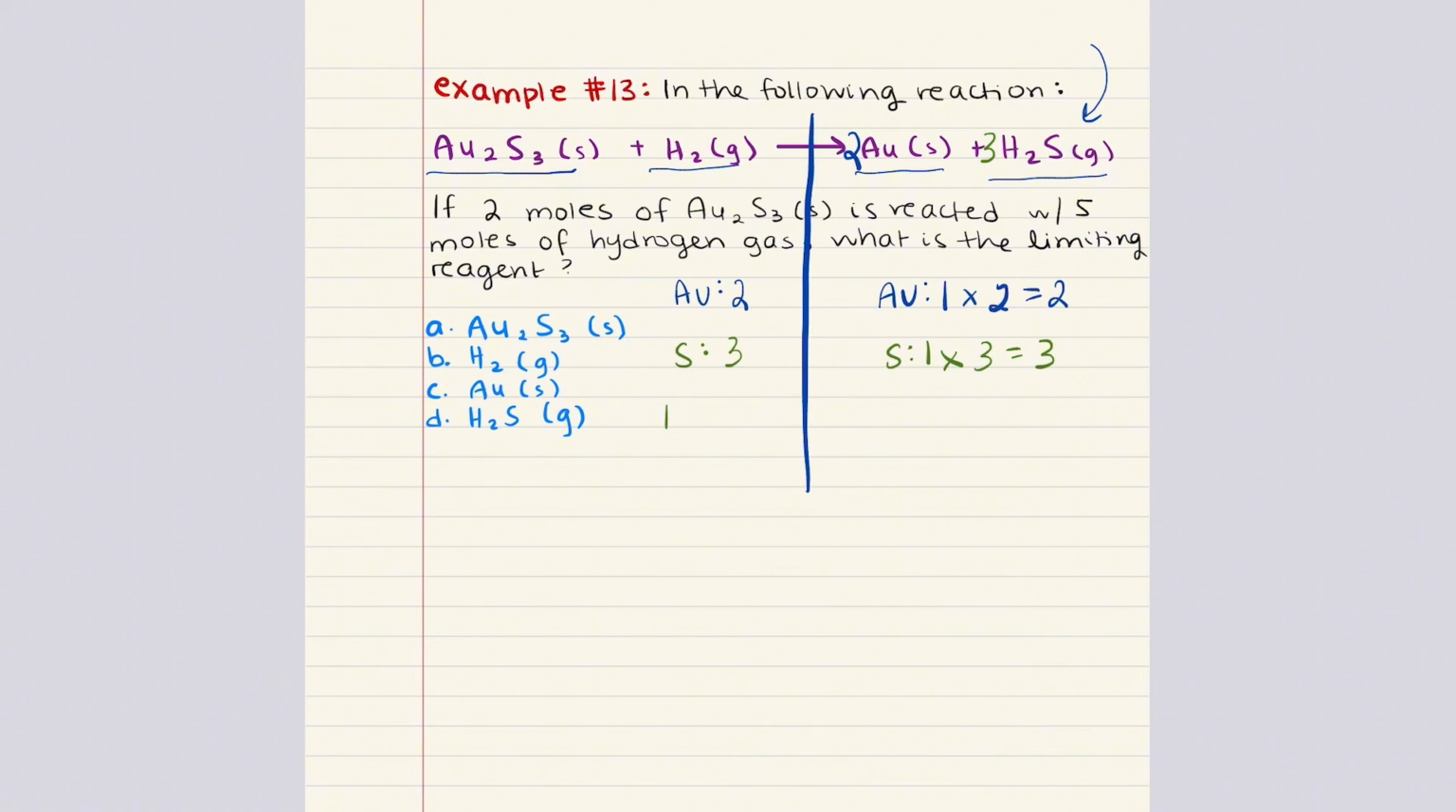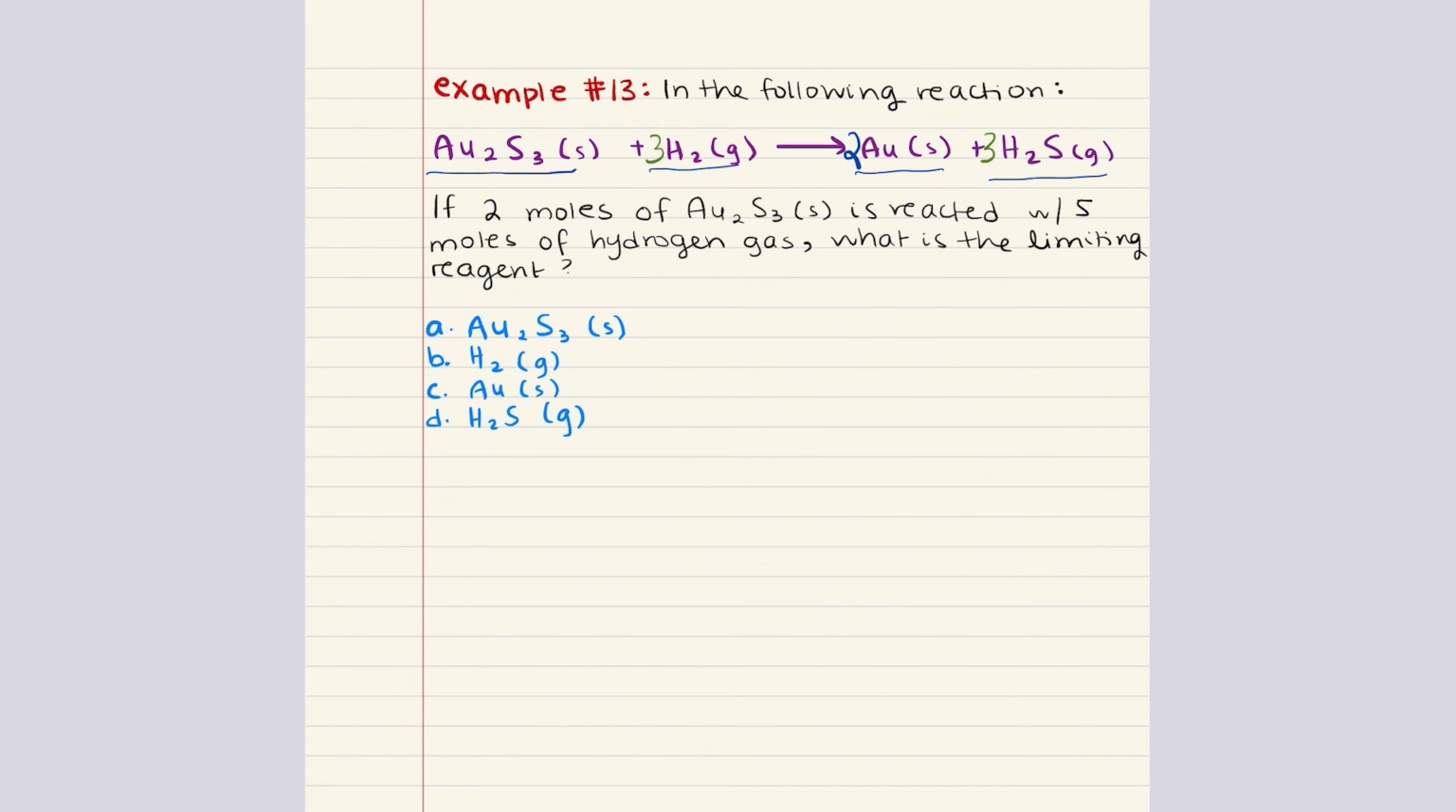Then last but not least, we have hydrogen, 2 on the reactant side, and 6 on the product side. Now to make sure that's balanced, we're going to add a coefficient of 3 right here to get 6 hydrogens on the reactant side, just like we have it on the product side. Wonderful. Now this reaction is balanced and we can begin to do the work to answer this problem.